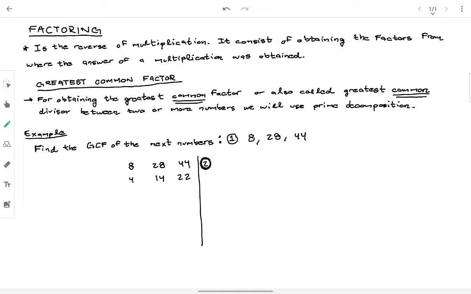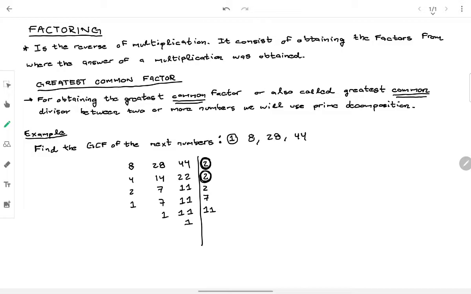In this case, that number 2 divides every term. Then we need to use number 2. That 2 also will divide every term, because 4 divided by 2 is 2, 14 divided by 2 is 7, and 22 divided by 2 is 11. Then we will use number 2, but this 2 doesn't divide every term, only divides the first one. Then we will use number 7. It only divides the second one. Then we will use 11. It only divides the last one.